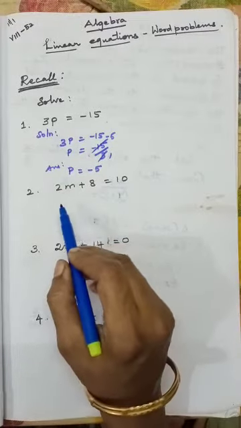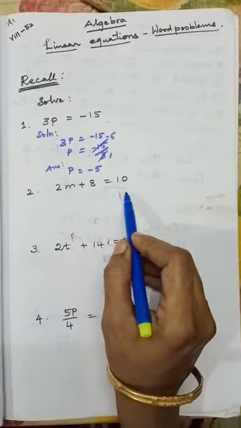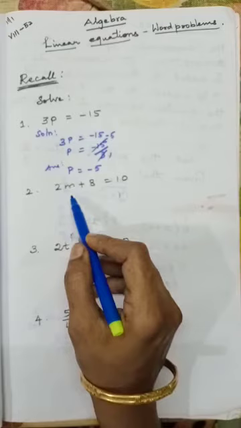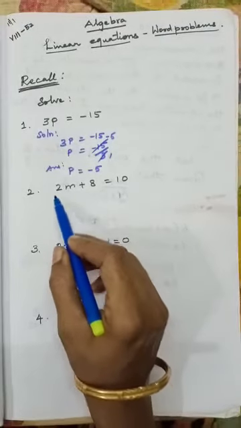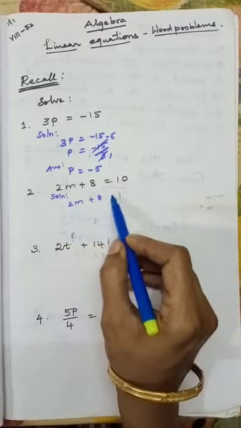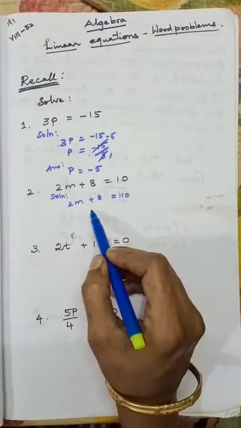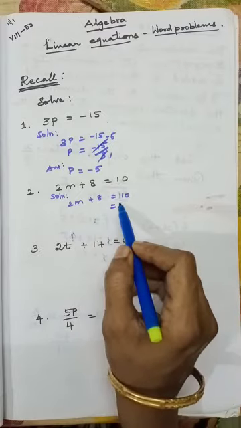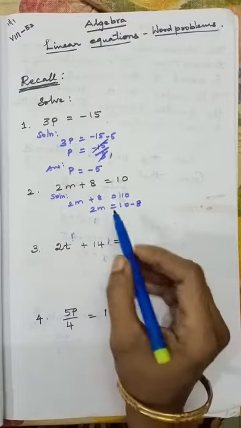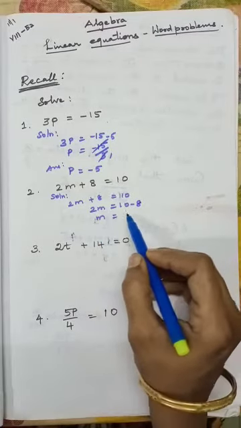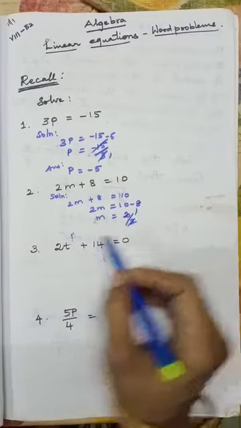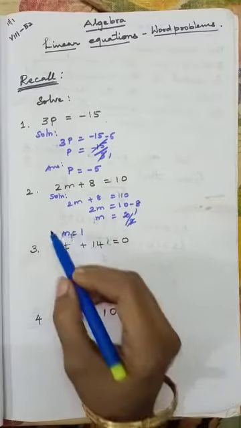And see the next sum. 2m plus 8 is equal to 10. Okay. Here also you have to find the value of the unknown, that is m here. Solution, 2m plus 8 is equal to 10. Isn't it? So you bring this 8 that side. So 10 minus 8, here remaining is 2m. Then m is equal to 10 minus 8, that is 2, so 2 by 2. Then the value of m is 1.